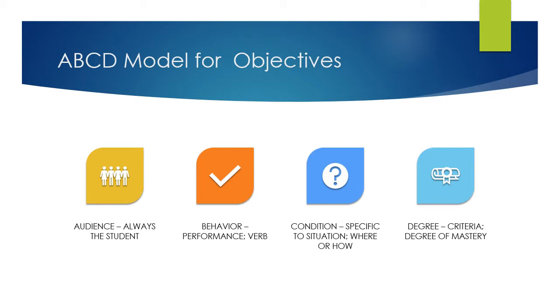C is the condition. Again, that's specific to the situation. It's where or how you want the learners to be able to display that they've achieved the behavior that you've indicated by your objective. And then D is the degree. This is the criteria. It's what students have to be able to perform or show in order to display that they have mastered whatever activity you have provided for them. So ABCD is another way for you to remember how to construct an objective.